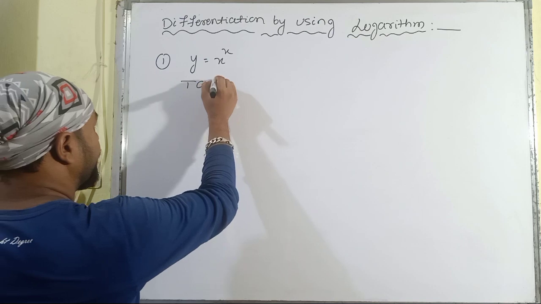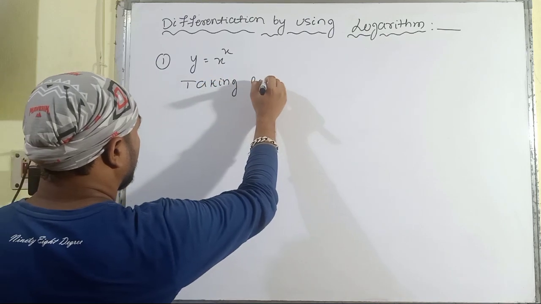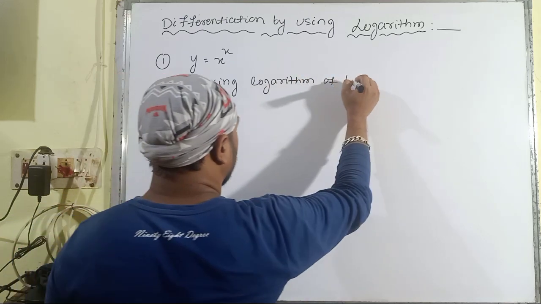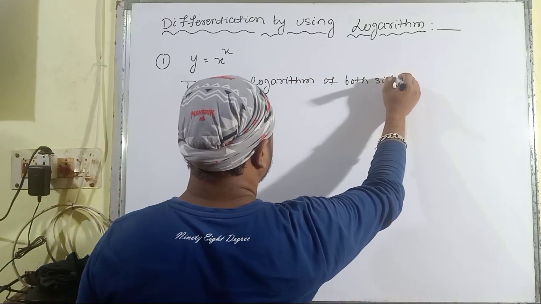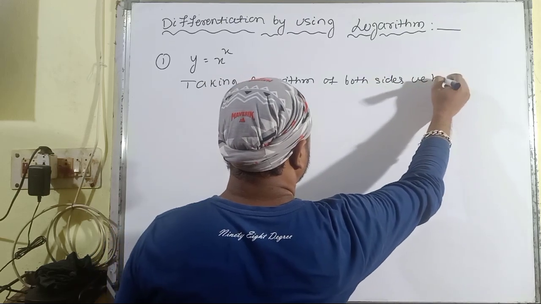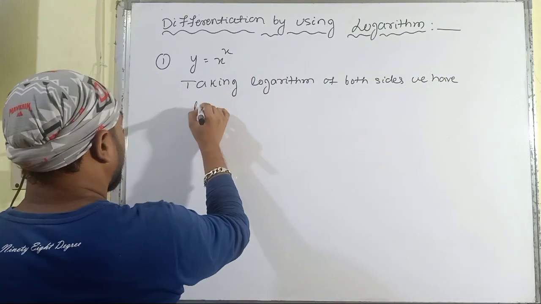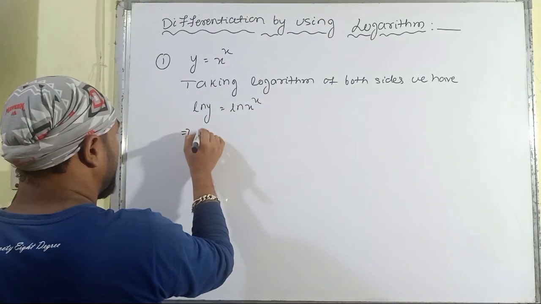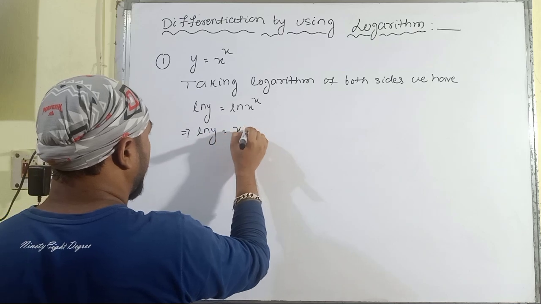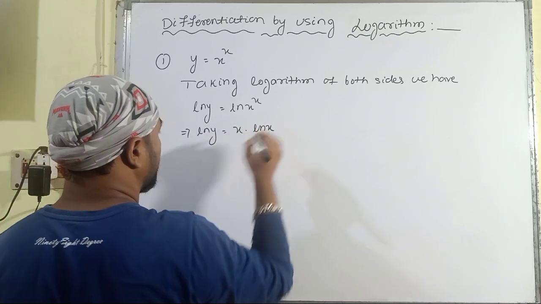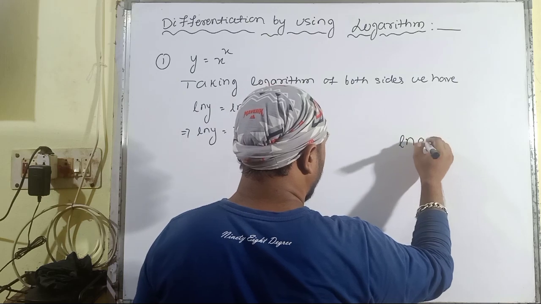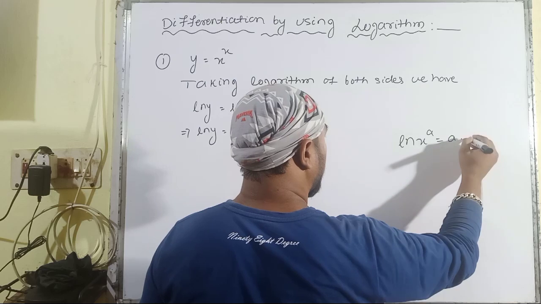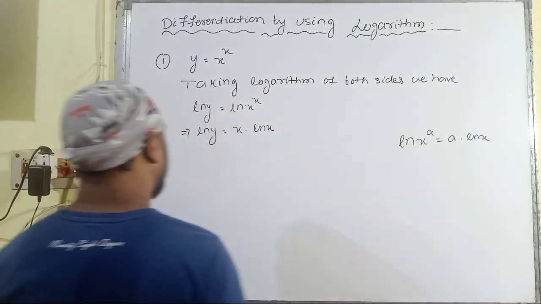Taking logarithm of both sides, we have ln y is equal to ln x to the power x. That implies ln y is equal to x multiplied with ln x, because we know that ln x to the power a is equal to a multiplied with ln x.